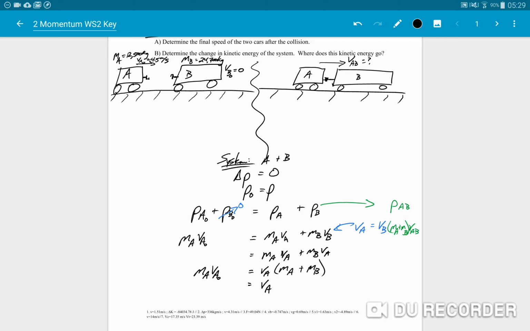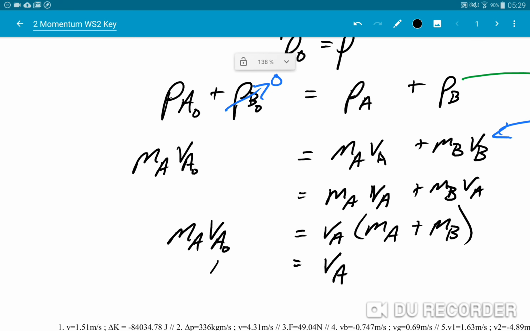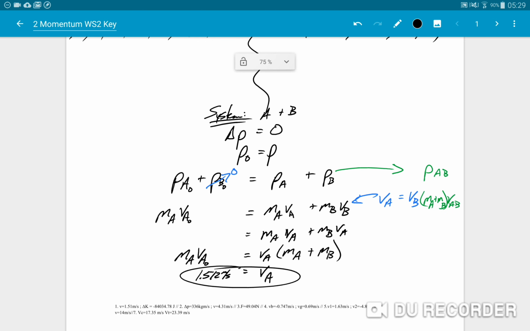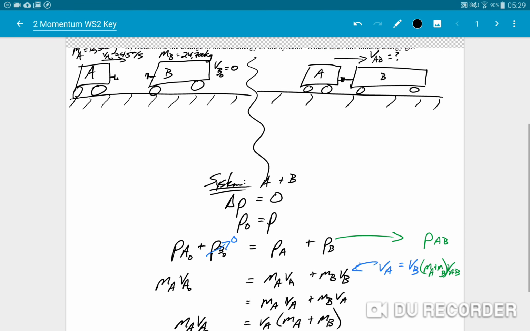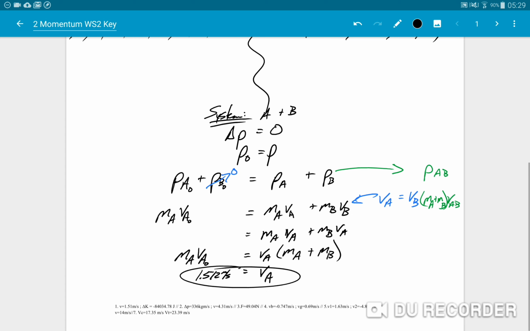And we find that it's 1.512 meters per second. I used only standard international units, SI units, so I know that it's going to be meters per second. Oh, and I looked down here at the key. It says 1.5. That's nice. Now it also asks to determine the change in kinetic energy of the system. Where's the kinetic energy go? Well, let's go do that.